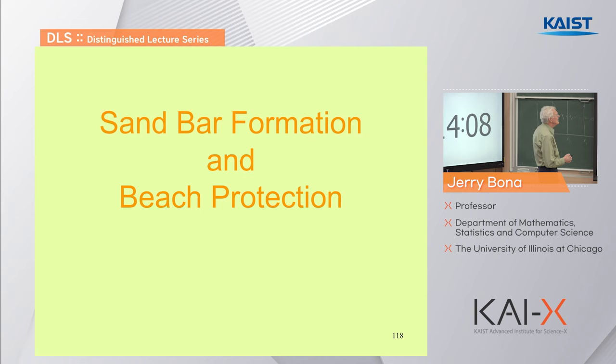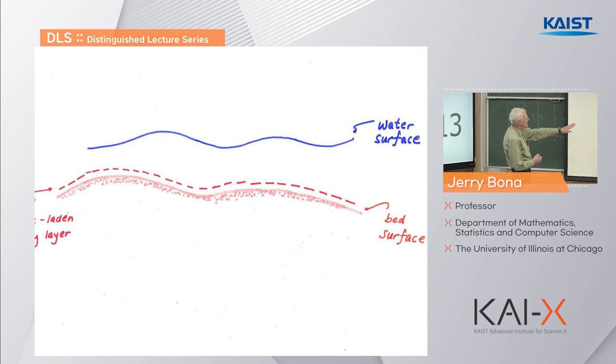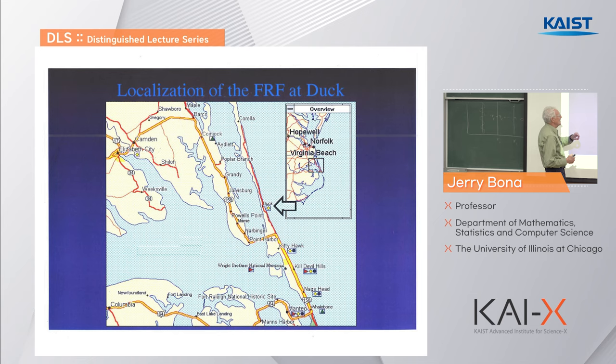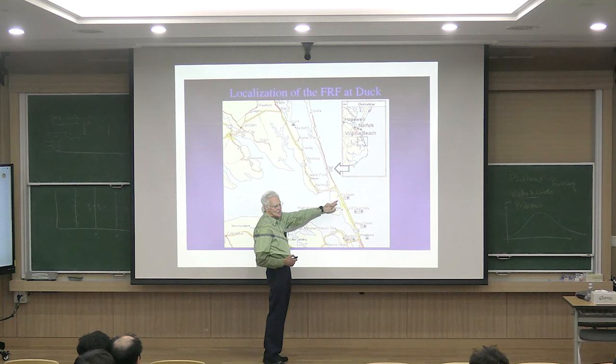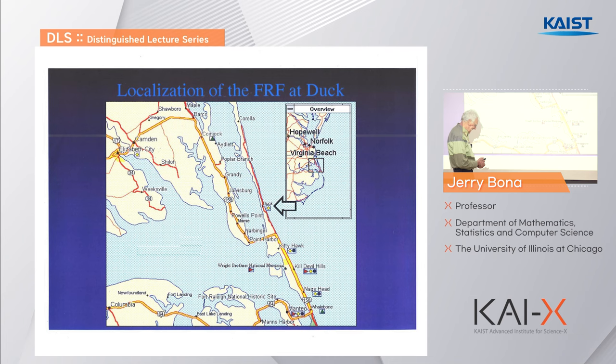Okay, so we did a bunch of experiments. I'm gonna have to skip this. And some modeling. Okay, this is interesting. This is the Outer Banks. This is Kitty Hawk, where the Wright brothers flew their airplane. This is Duck, North Carolina. You've never heard of Duck. It's a little village as you ride along the Outer Bank.